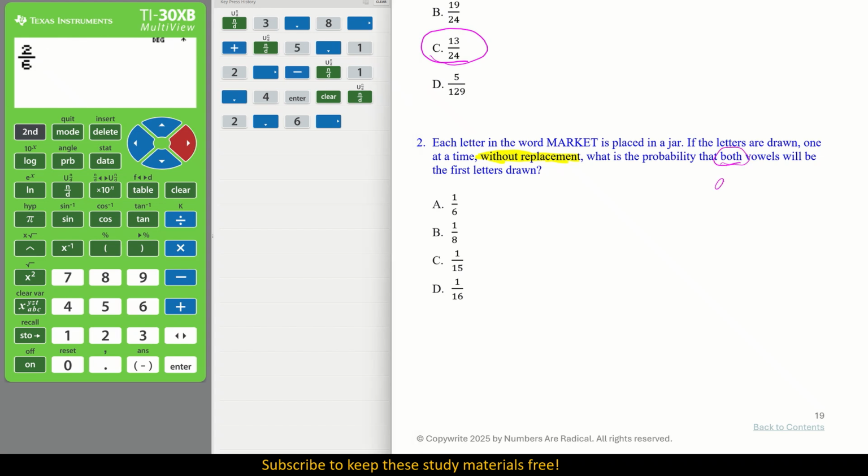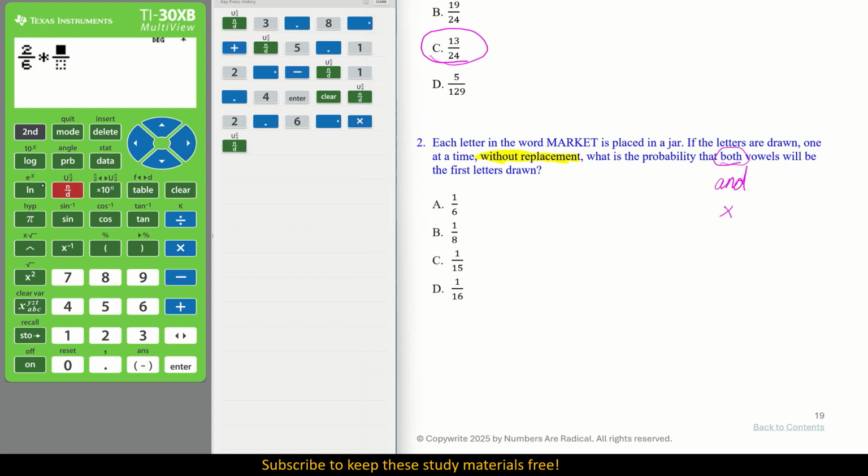Both implies "and," which implies multiplication. So we are multiplying. So now we have another fraction. Now what's going to happen on the next go? Now here's the thing. You have to really think this one out. It says the vowels will be the first letters drawn.